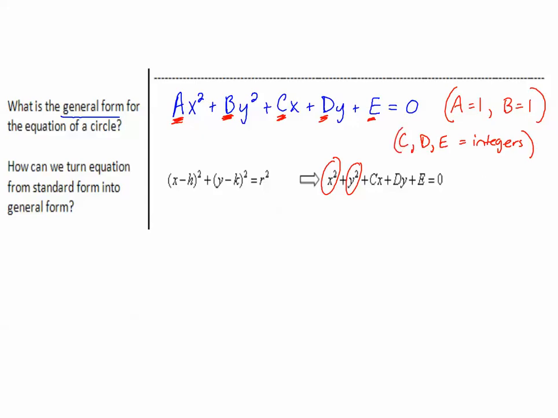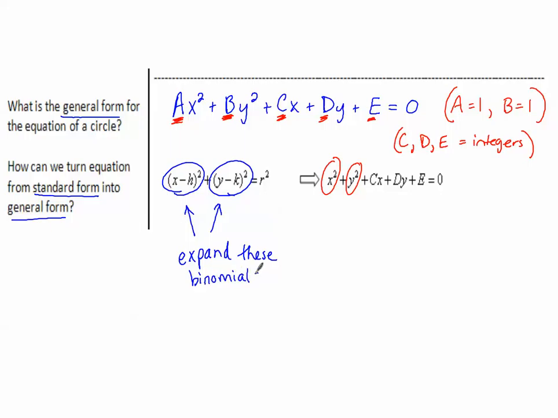So how do we turn an equation from standard form into general form? How do we go in that direction? Well, here we have binomials. So this binomial, we need to get the parentheses to go away. So we need to multiply. We need to expand these binomials. Now again, expand is another way to say we need to multiply them. Then we need to arrange in this order, such that we get equals 0 at the end.